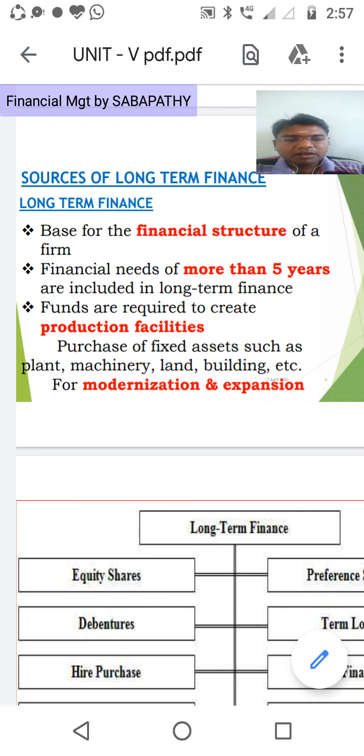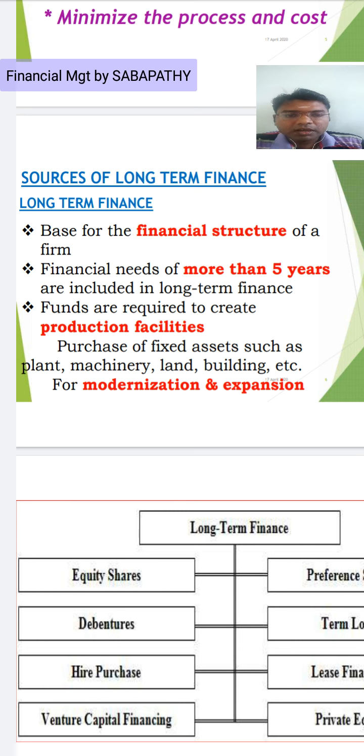And another one is for modernization of the company, for modernization of the machinery, for bringing new technology into the company. So this point also comes under long-term finance, as well as expansion of the company, right? So long-term finance means a financial requirement of a company of more than 5 years. Financial need of more than 5 years is included in the long-term finance.